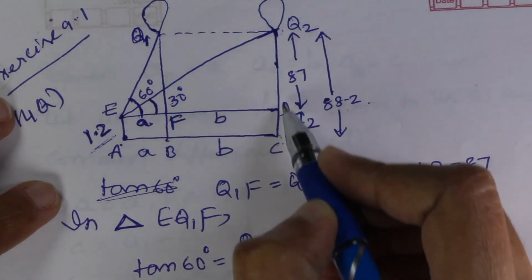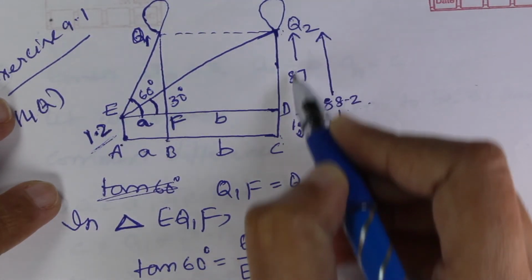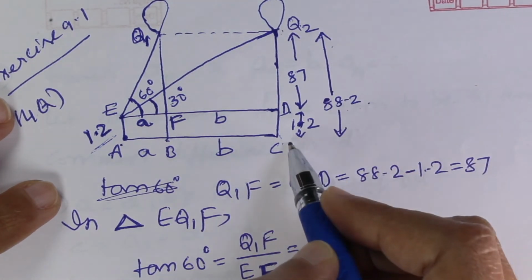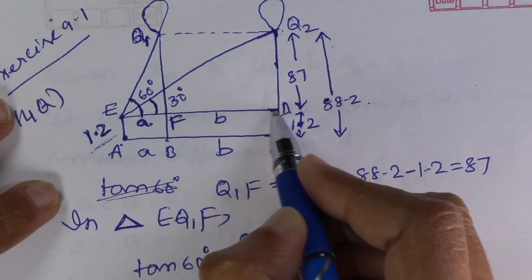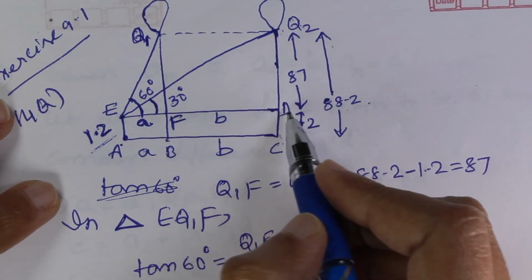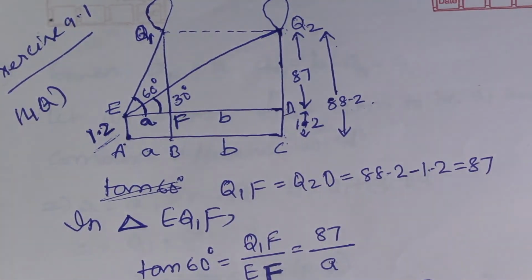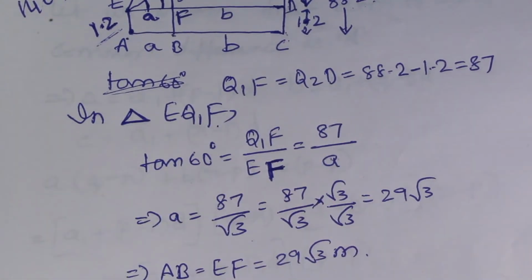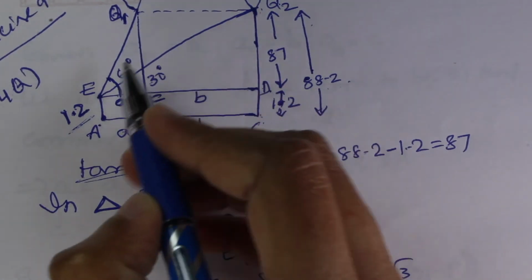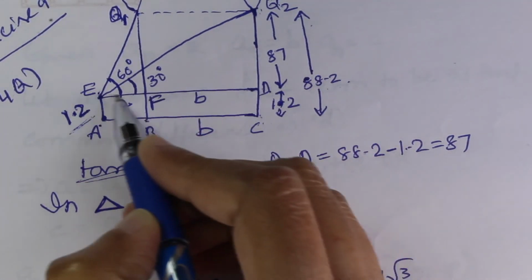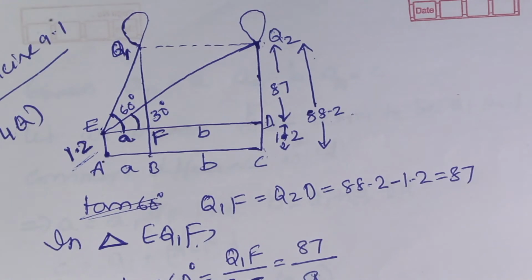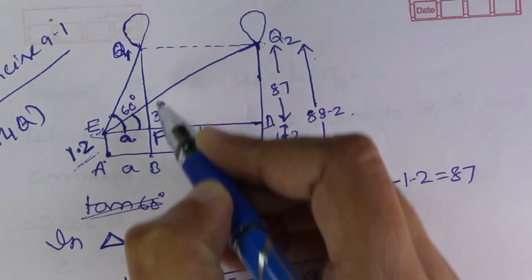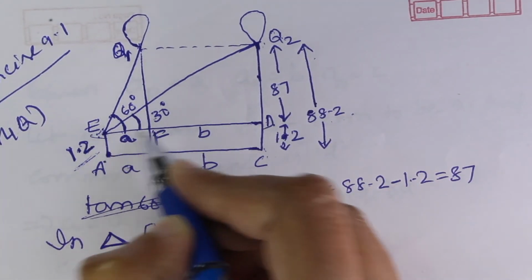Now what will be the length of Q2D? Q2D will be 88.2 minus 1.2. I am subtracting 1.2 because it is the height of the girl. So now let's consider the triangle EQ1F. This is the triangle I am taking. In this triangle EQ1F, tan 60 degrees is equal to Q1F divided by EF.